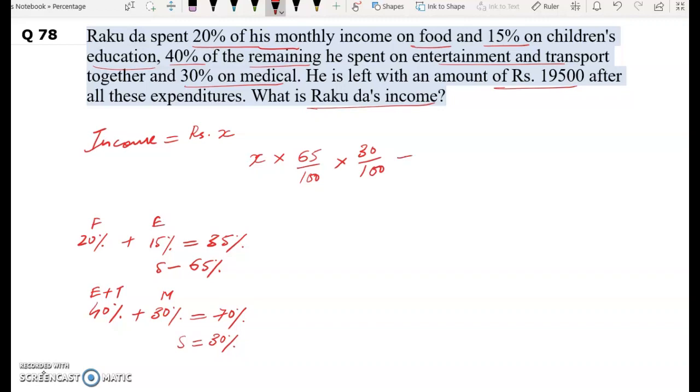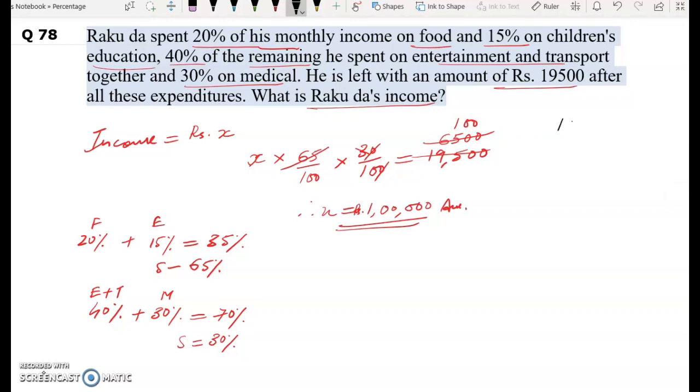Now in this question it says he is left with an amount of rupees 19,500. So his actual savings is 19,500. Now if we solve this, we can get the value of X, which is the income of Rakuda. 0 and 0 will cancel out. 3 6 are 18, 3 5 are 15, 0 0. 65 into 100. Therefore X is equal to 1 2 3 4 5, 5 zeros means 1 lakh. So income of Rakuda is rupees 1 lakh. This is our answer. Now this question can also be solved with the other method.